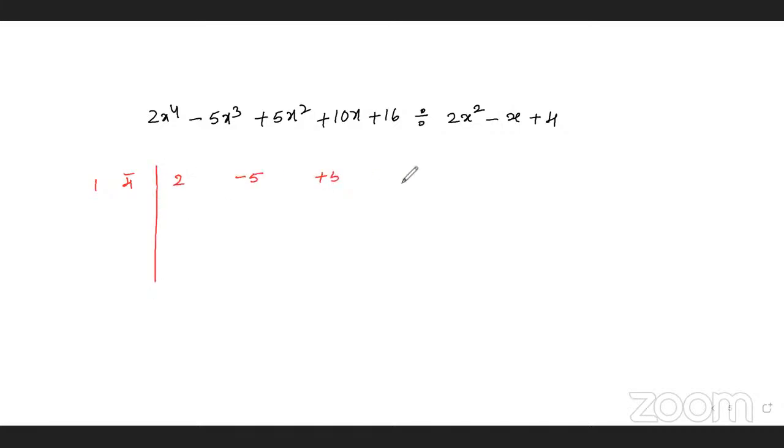2x power 4 minus 5x cube plus 5x square plus 10x plus 16 divided by 2x square minus x plus 4. Okay, now see, 1 bar, 4 bar are the modified divisors. So 2 minus 4 plus 5 plus 10 plus 16.